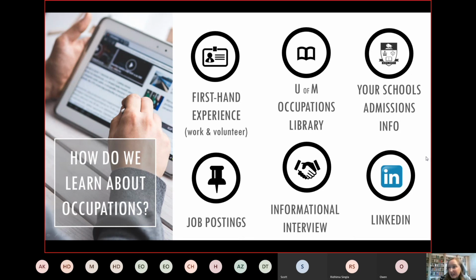So make sure you're checking that out too, because if you need to take pre-cal, for example, for the program you're interested in, you don't want to miss that opportunity to take it while you're in high school while it's still free for you to access.